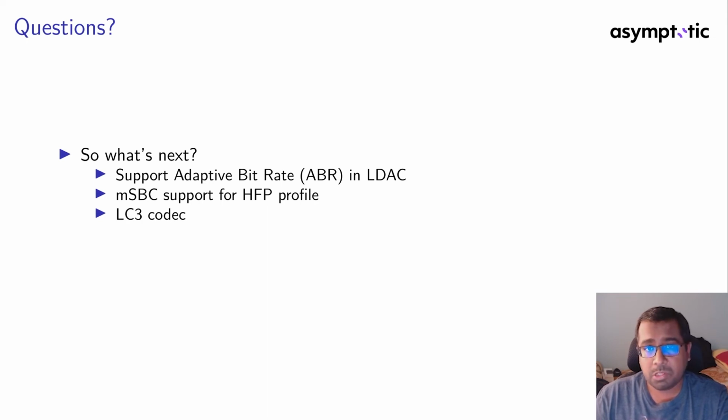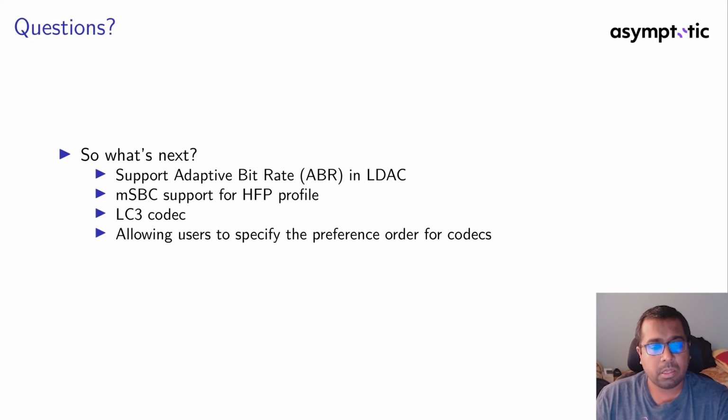Now, the latest Bluetooth specification is 5.2 and introduces a successor to the SBC codec known as LC3 or Low Complexity Communications Codec. This should start appearing in devices maybe within a year or so, and we would like to support this. And then some user-facing improvements like allowing users to specify the preference order for codecs.